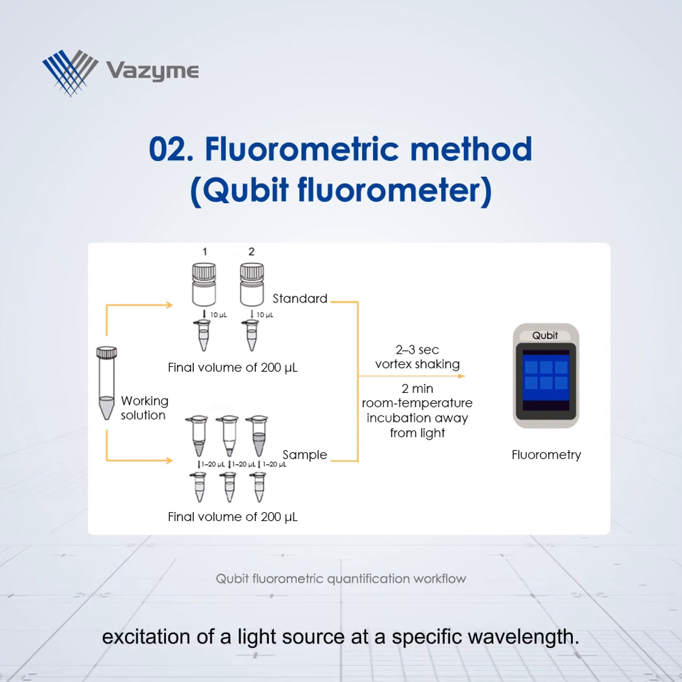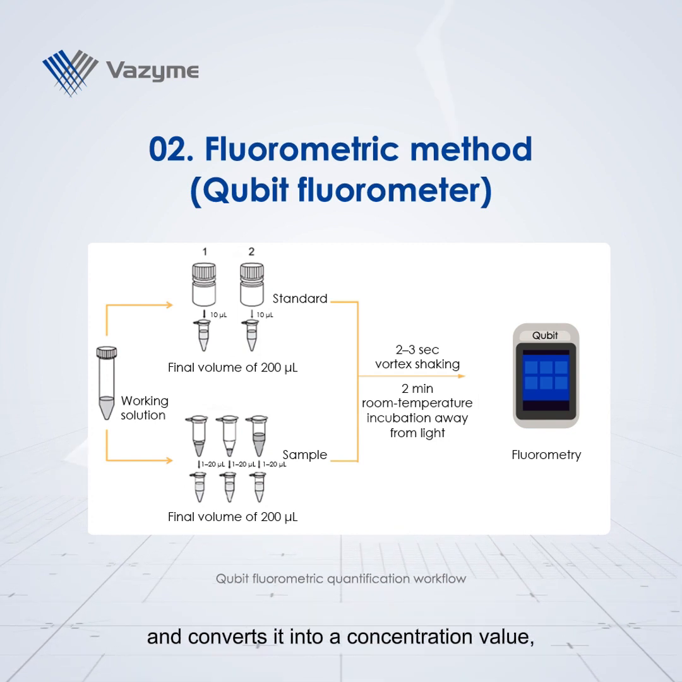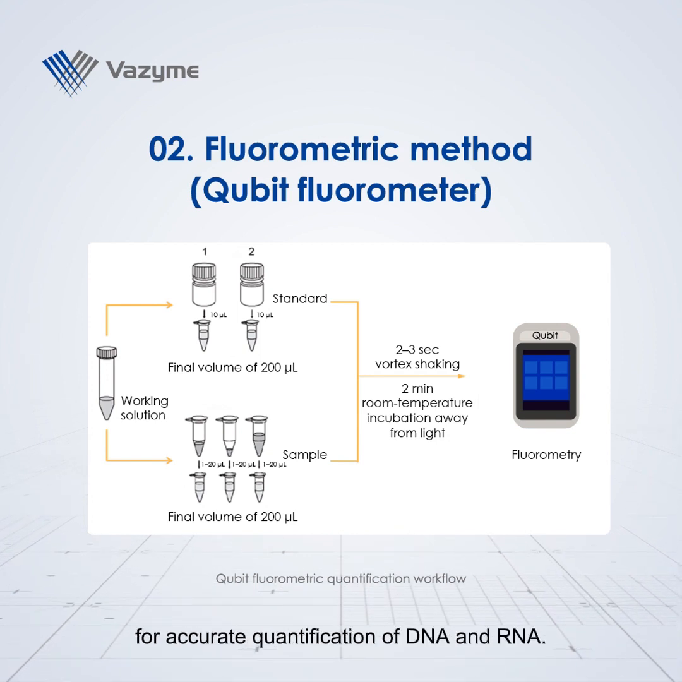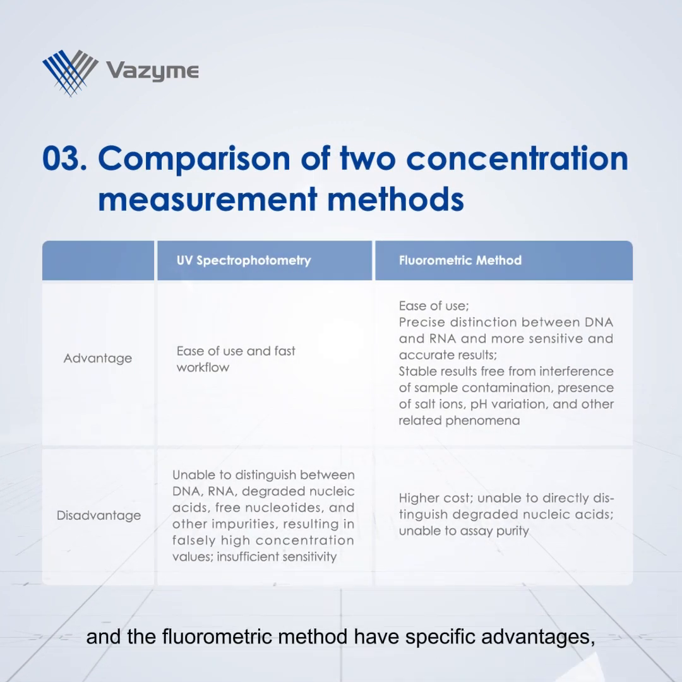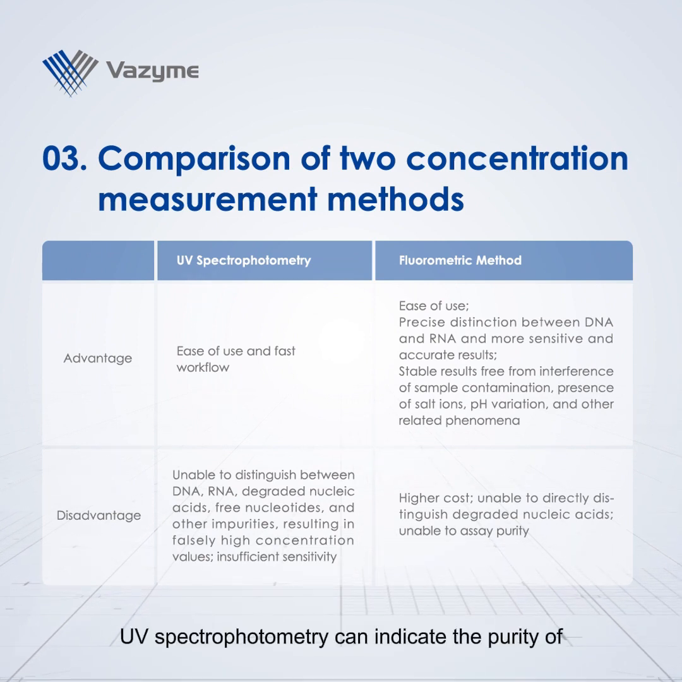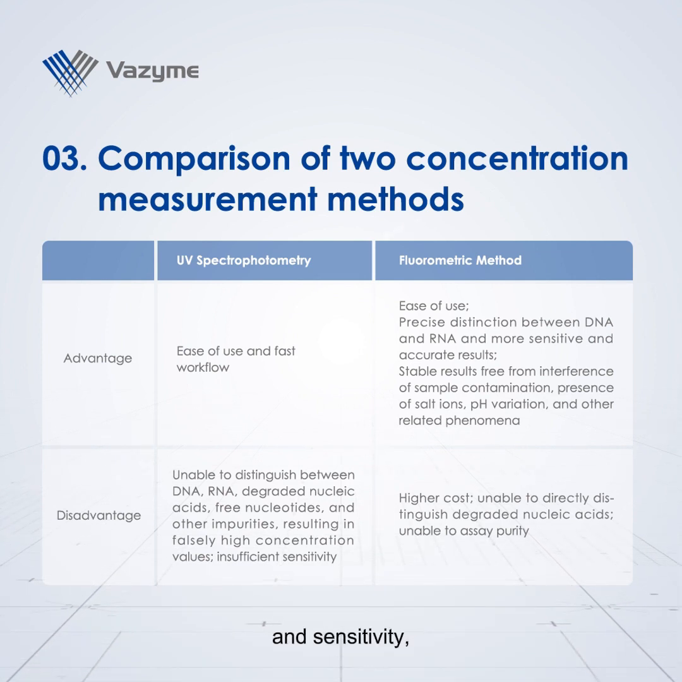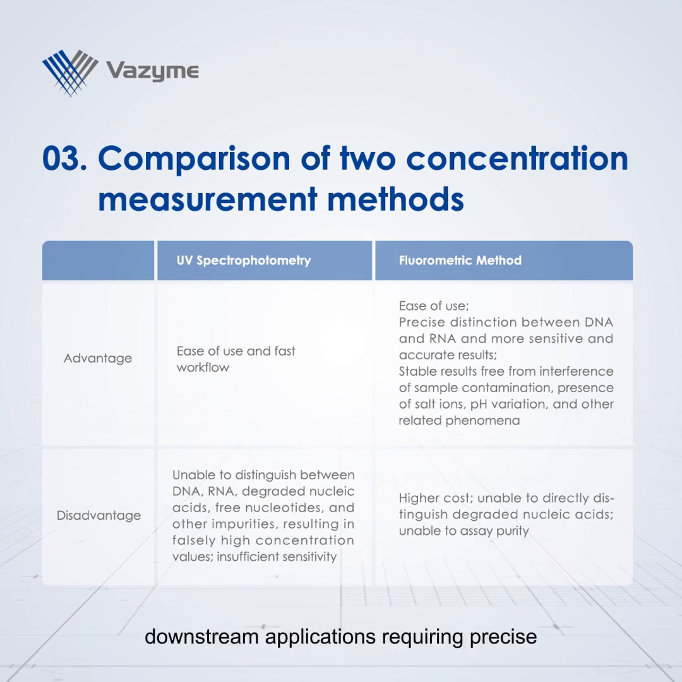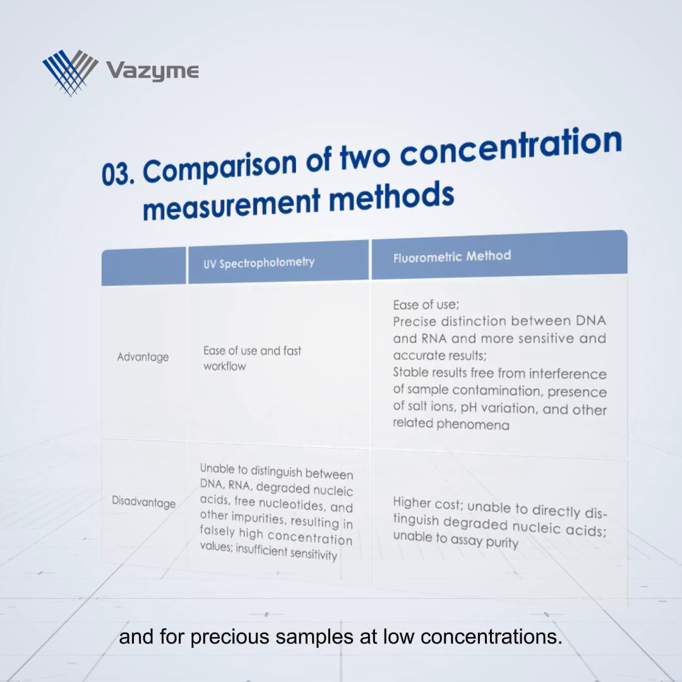a specific wavelength. Then, the fluorometer reads the received fluorescence value and converts it into a concentration value for accurate quantification of DNA and RNA. UV spectrophotometry and the fluorometric method have specific advantages and are recommended to be used together. UV spectrophotometry can indicate the purity of nucleic acids. The fluorometric method delivers higher specificity and sensitivity, which is suitable for downstream applications requiring precise quantification, such as next-generation sequencing, and for precious samples at low concentrations.